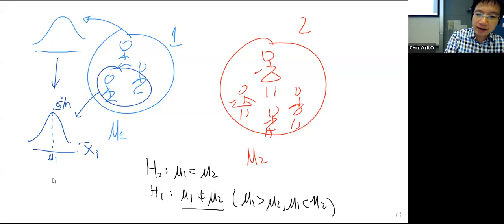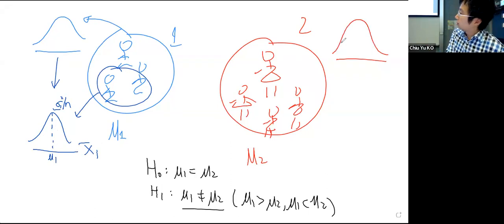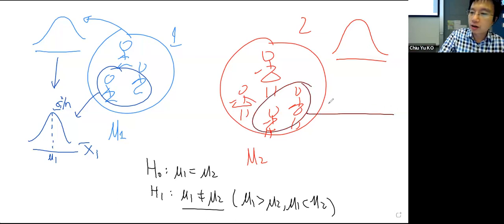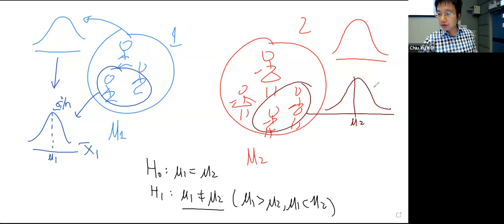And similarly, we have the same idea here. Assuming the underlying is a bell, how much the women spend on the product is also a bell. And that means that when we draw some sample here, it's also a bell, with mu2, sigma square 2 over n2. It depends on how many samples you got.